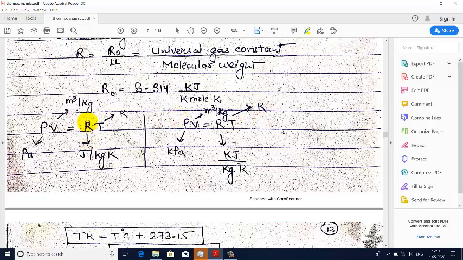So see, if volume is given in the units of specific volume, that is meter cube per kg, and R is given in units of joule per kg Kelvin, and T is in Kelvin, then the pressure that you will obtain will be in pascals. And if the unit of R is given in kilojoule per kg Kelvin, then the pressure that you will obtain will be in kilopascal. Okay.